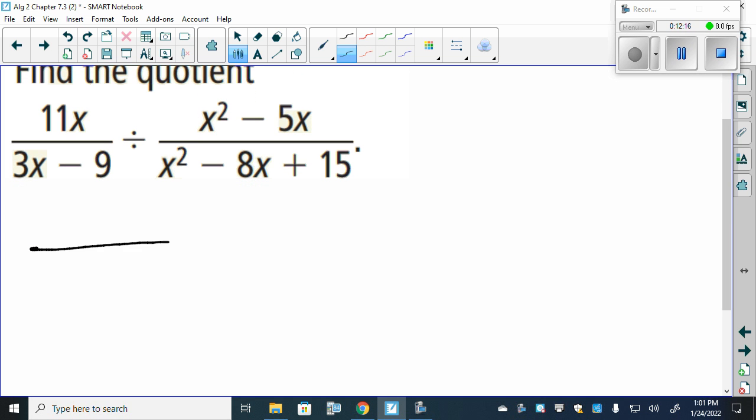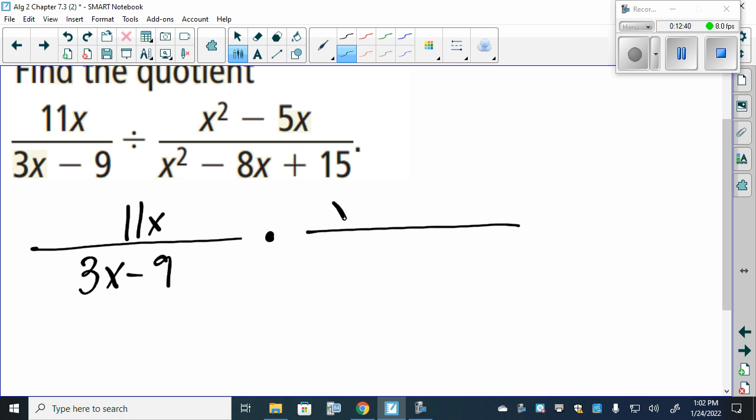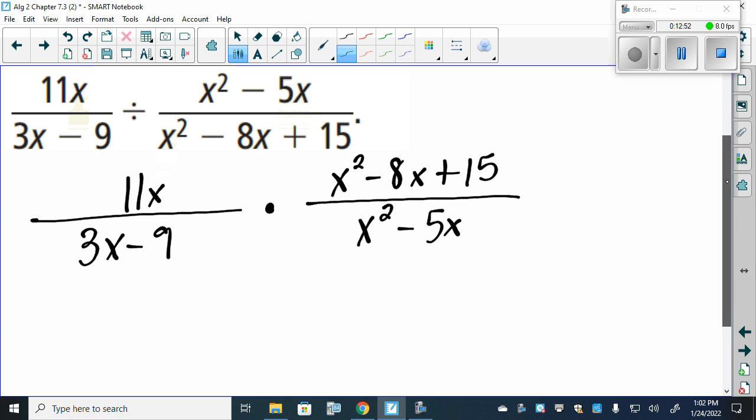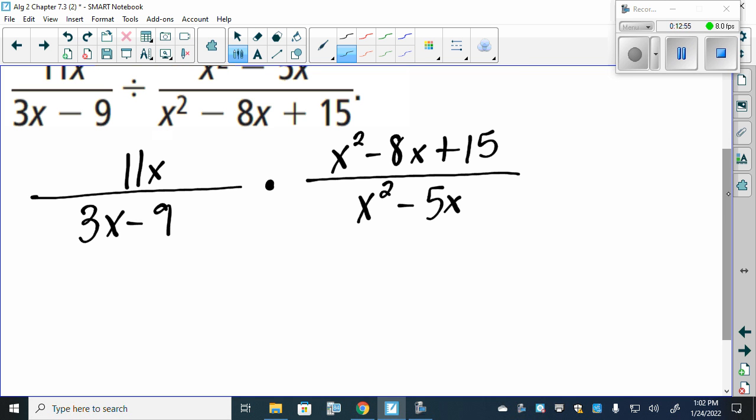Here. I'm going to go on and put the 2 lines down, because our first step is going to be to change it from division to multiplication and flip the second. So the first one's still going to be 11x over 3x minus 9. And the second one's going to be x squared minus 8x plus 15 over x squared minus 5x.